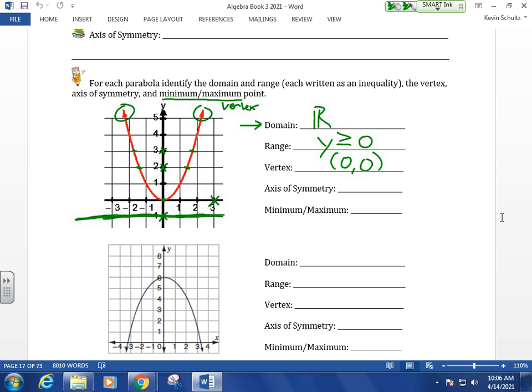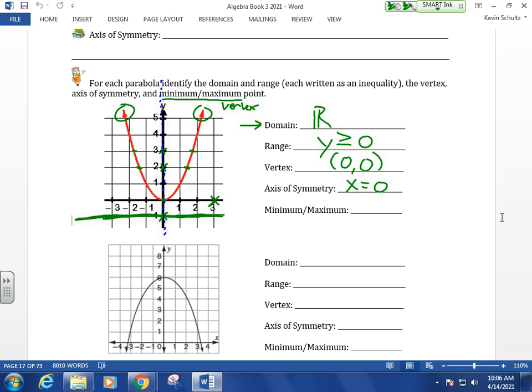The axis of symmetry is that imaginary vertical line that passes through the center of the parabola, which means it passes through the vertex point. So our axis of symmetry, I'll do it in blue here, is that imaginary vertical line that happens to go through the y-axis here, down to that vertex point. And so the equation for the axis of symmetry is where on the x-axis this line passes through. It crosses the x-axis at 0. Essentially, the x value of the vertex is going to be the equation for the axis of symmetry.